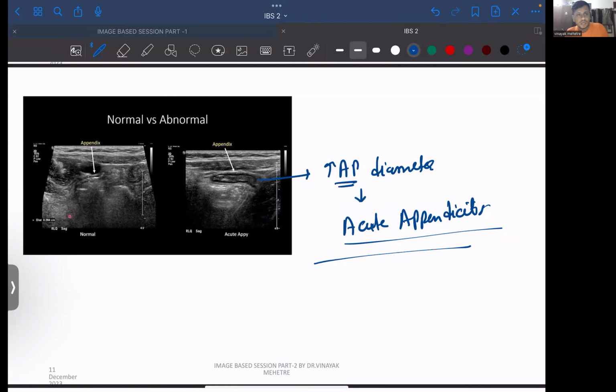Okay, कभी कभी you will not be able to appreciate appendix properly. मतलब इतनी स्वेलिंग हो जाएगी कि तुम्हें अपेंडिक्स ठीक से नहीं दिखेगा. इट लुक लाइक इंटेस्टाइन, ओके, बड़ा इंटेस्टाइन जैसा दिखेगा. So that time also we will consider it as appendicitis and we will do appendectomy.